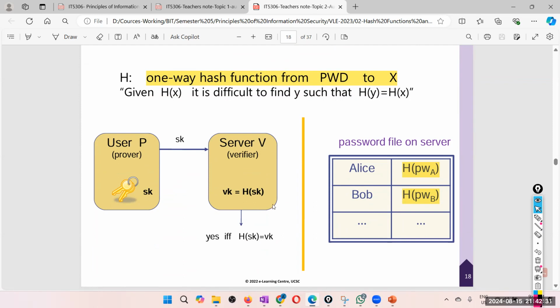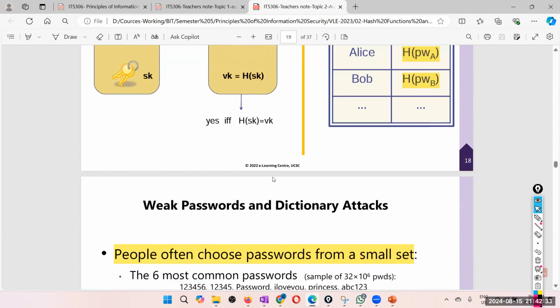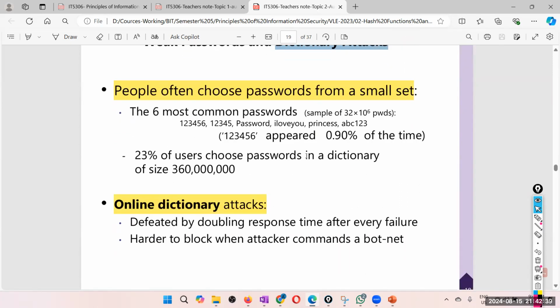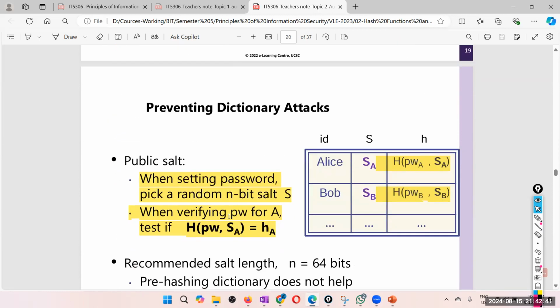What is the solution for that? Add a public salt to make it more complicated.